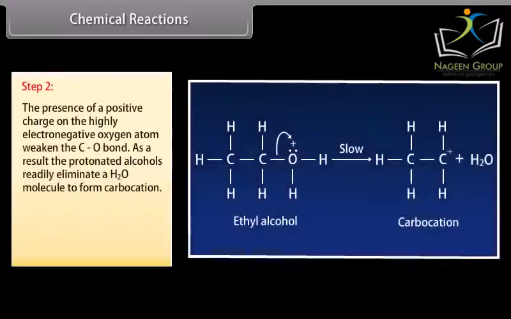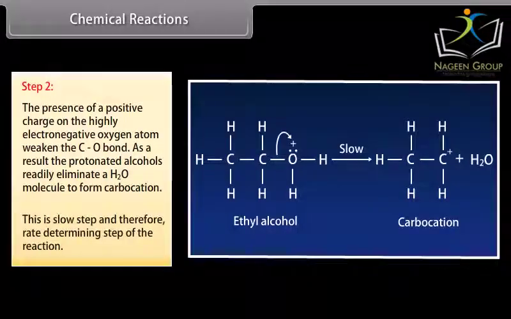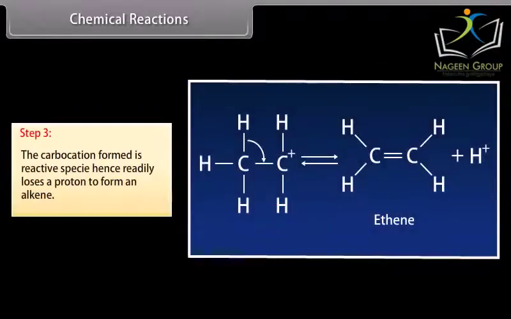Step 2. The presence of a positive charge on the highly electronegative oxygen atom weakens the C-O bond. As a result, the protonated alcohols readily eliminate a water molecule to form carbocation. This is slow step and therefore rate determining step of the reaction. Step 3. The carbocation formed is reactive species, hence readily loses a proton to form an alkene.